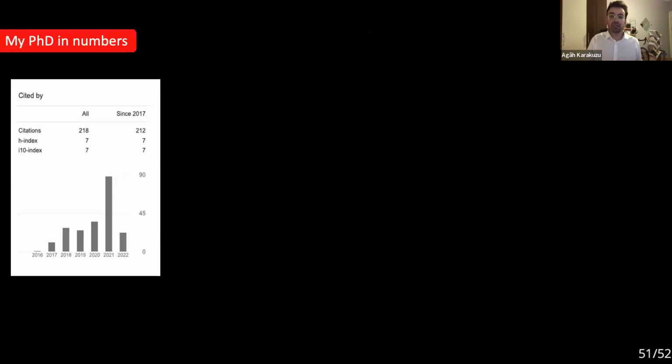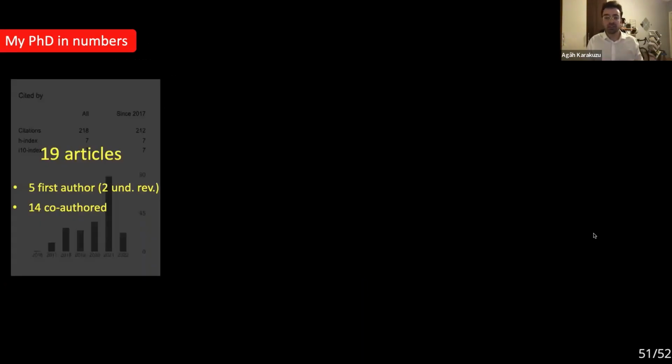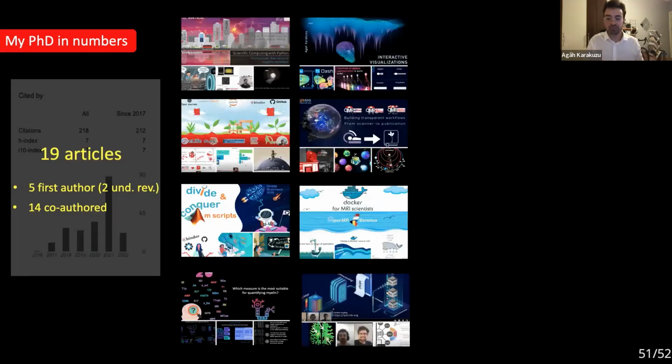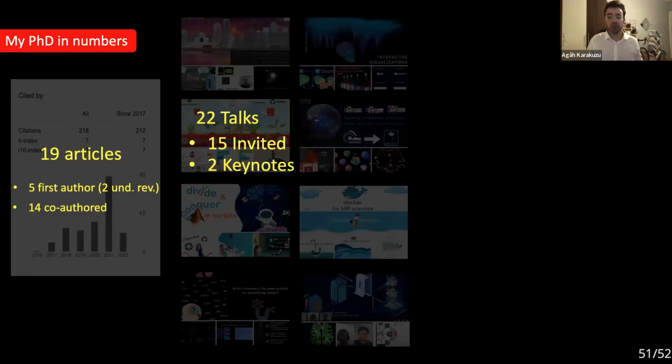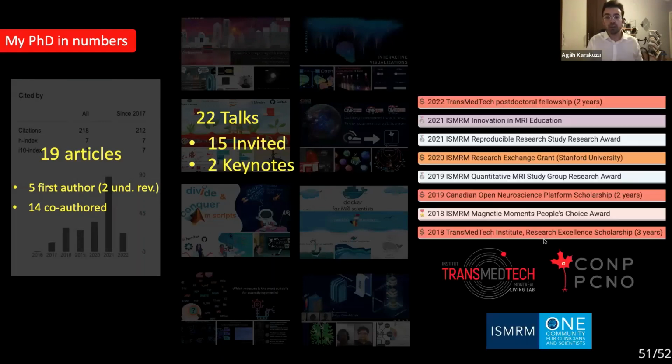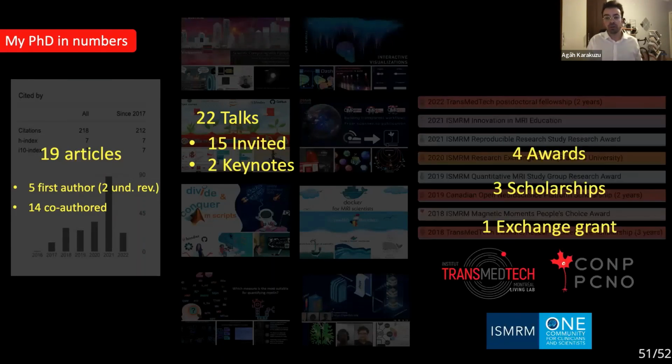So here is my PhD in numbers outro. As of today I have collected 218 citations with an H-index of 7, and these are from 19 articles. 5 of them are first author, and 14 of them are co-authored. I gave 22 talks. 15 of them were invited and 2 of them were keynotes. I won 4 awards, 3 scholarships, and 1 exchange grant to work with Dr. John Pauly at Stanford on my VENUS project.